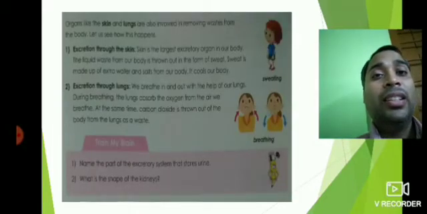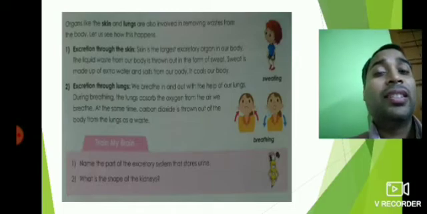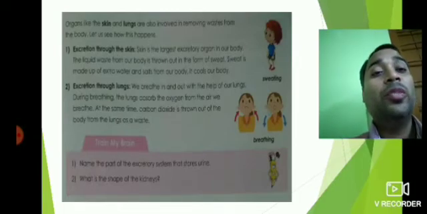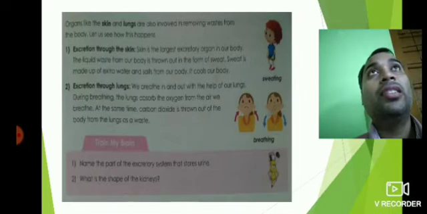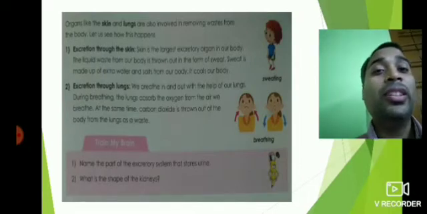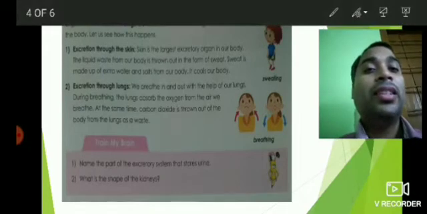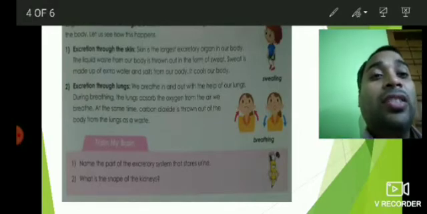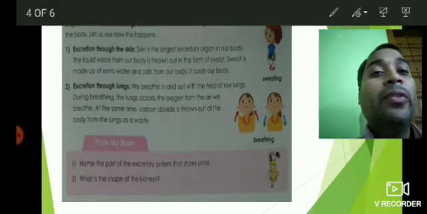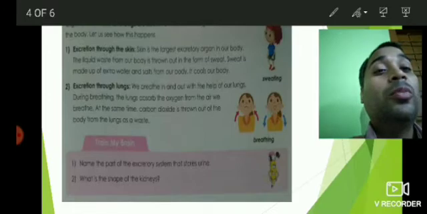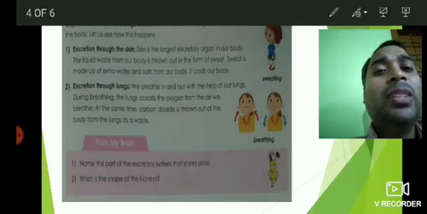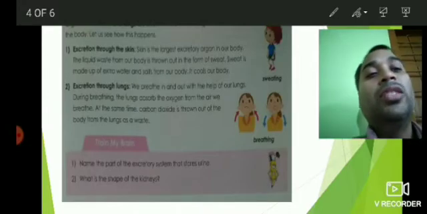Then, other than the kidney, we also have organs such as skin and lungs that are involved in removing waste from our body. Now, in what way do they remove the waste from our body? Let us see. Excretion through the skin. Skin is the largest excretory organ in our body. The liquid waste from our body is thrown out in the form of sweat. Sweat is made up of extra water and salts from our body. It also cools our body.